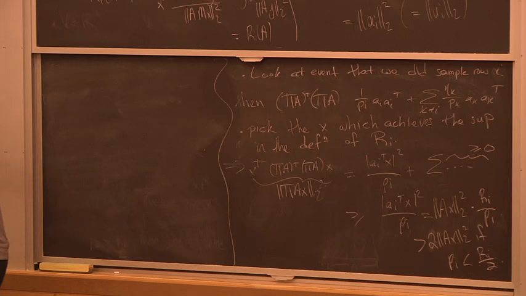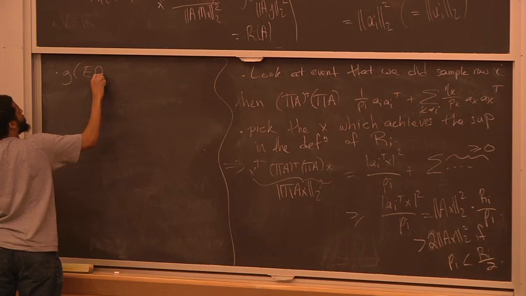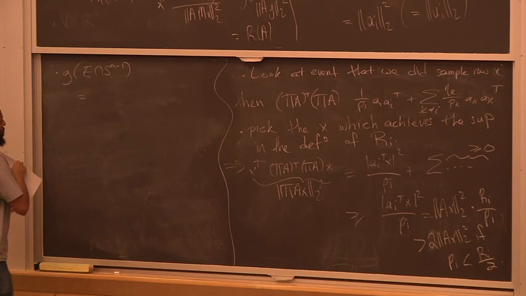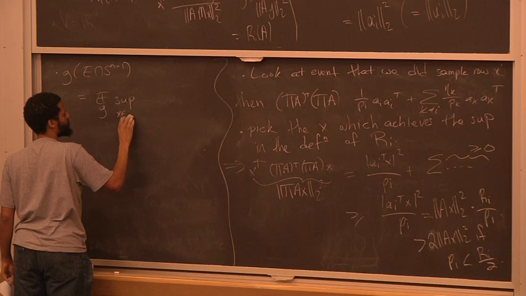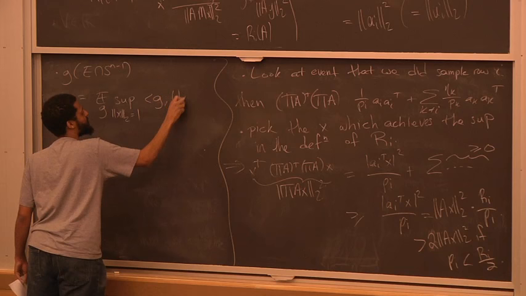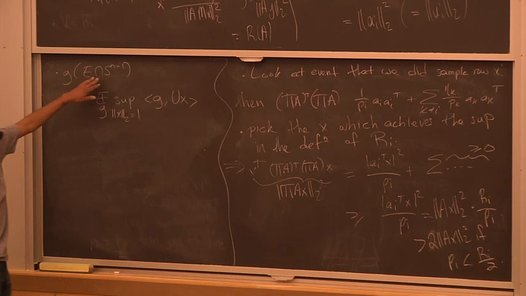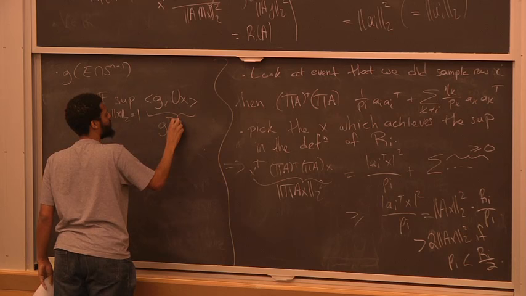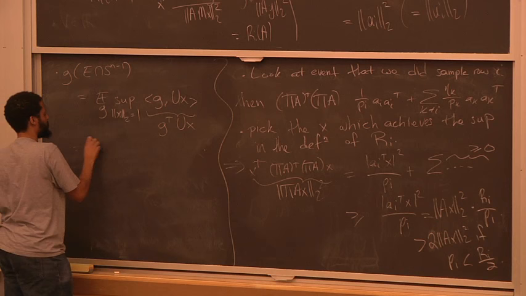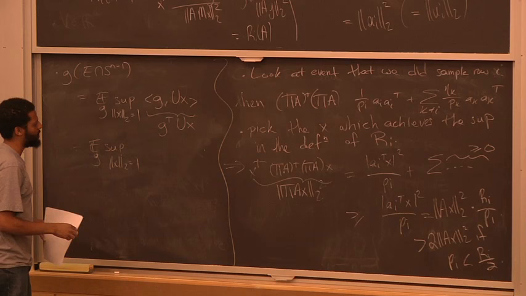Well, what's g squared of that set? So g of E intersect S^{n-1} is equal to the expectation over g of the sup over x of unit norm of g dot Ux. The set of all vectors in the subspace of unit norm can be written as Ux, where x is unit norm. And this is equal to g transpose Ux, which is the same as the expectation over g of the sup over x of unit norm of U transpose g dot x.